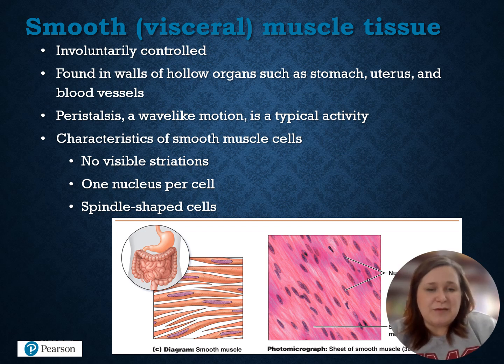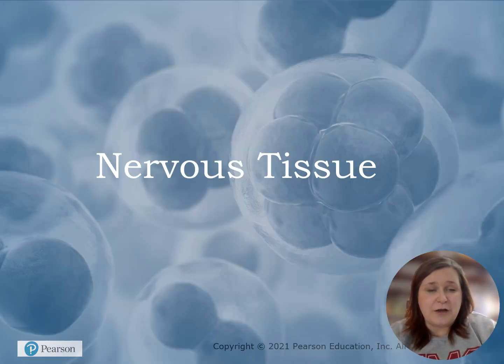Smooth muscle tissue is going to be involuntarily controlled. It is found in the walls of hollow organs such as the stomach, the uterus, and the blood vessels. Peristalsis, which is that wave-like motion that you feel that is kind of like the feeling of digestion, is going to be a typical activity associated with smooth muscle. And characteristics of smooth muscle when you're looking at it under the microscope: it is going to have no visible striations, it is going to have one nucleus per cell, and it is going to be spindle shaped, which means each one is going to look very much like its own thing, as opposed to cardiac and skeletal tissue where it all looked a little bit smushed together.